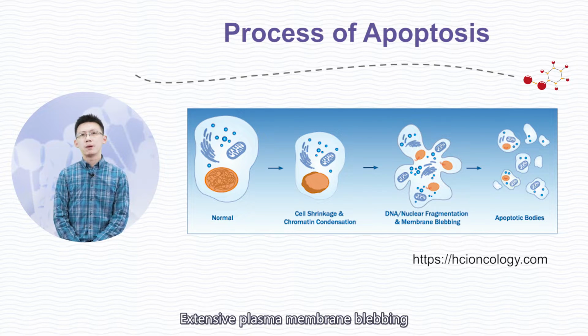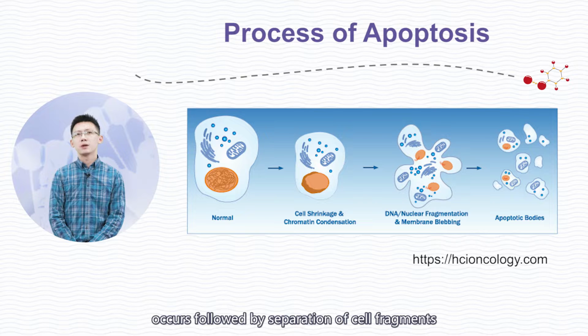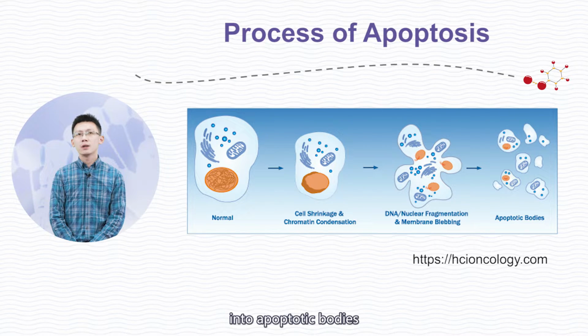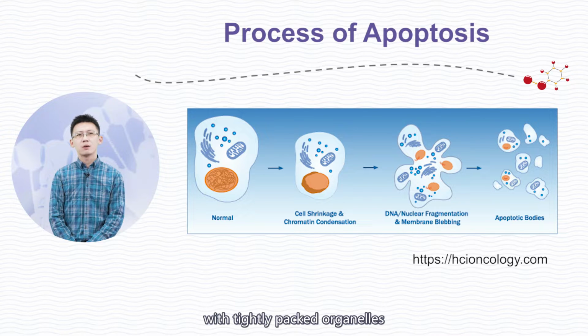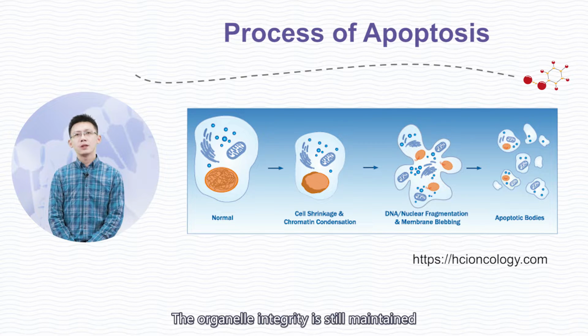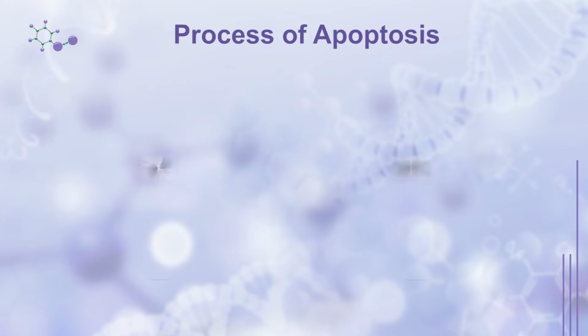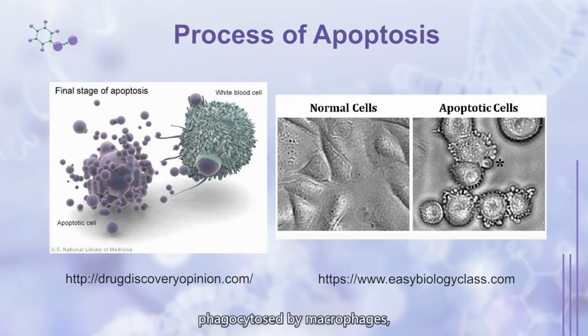Extensive plasma membrane blebbing occurs, followed by separation of cell fragments into apoptotic bodies during a process called budding. Apoptotic bodies consist of cytoplasm with tightly packed organelles, with or without a nuclear fragment. The organelle integrity is still maintained, and all of this is enclosed within an intact plasma membrane. These bodies are subsequently phagocytosed by macrophages, parenchymal cells, or neoplastic cells, and degraded within phagolysosomes.